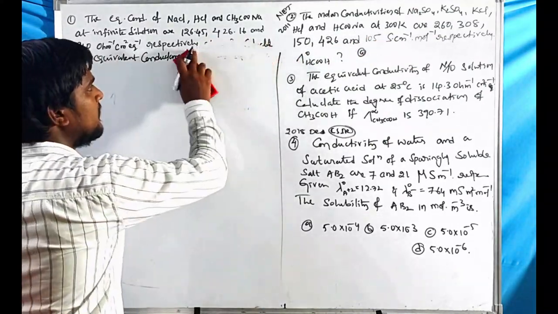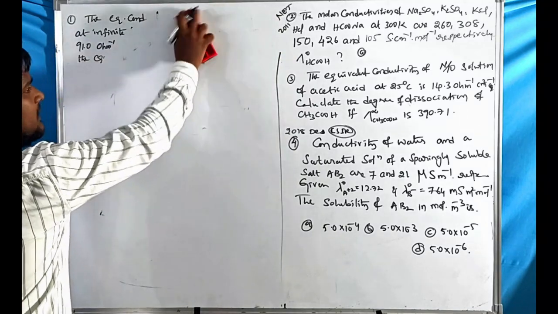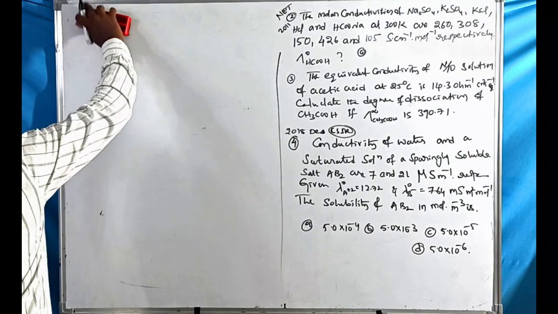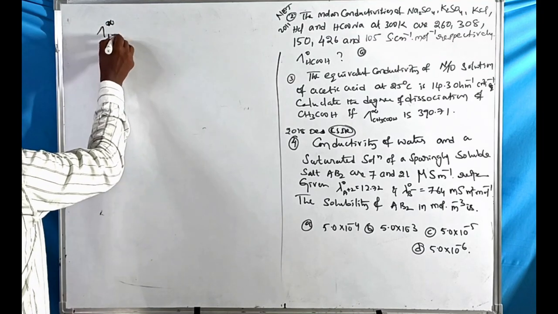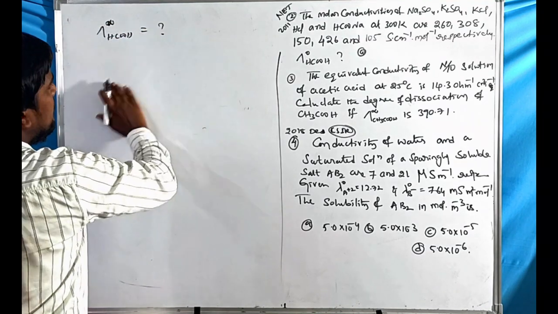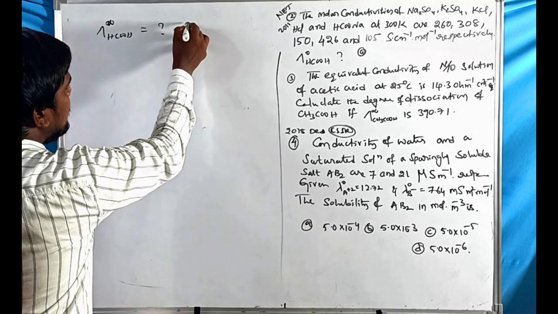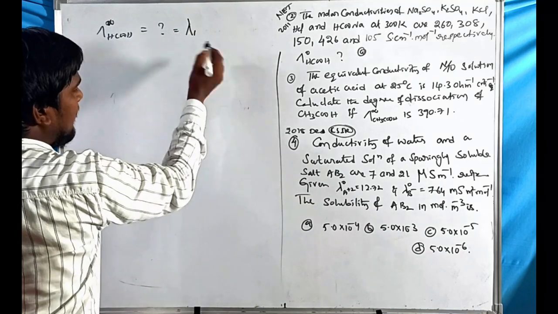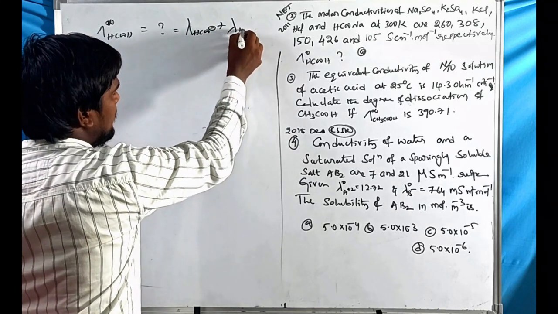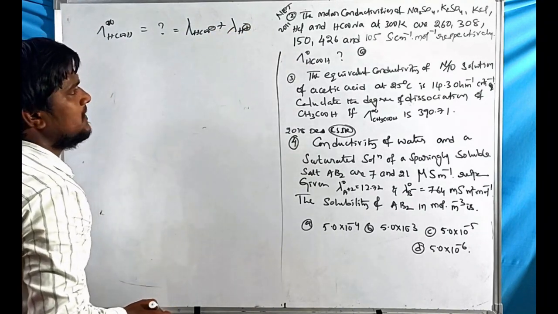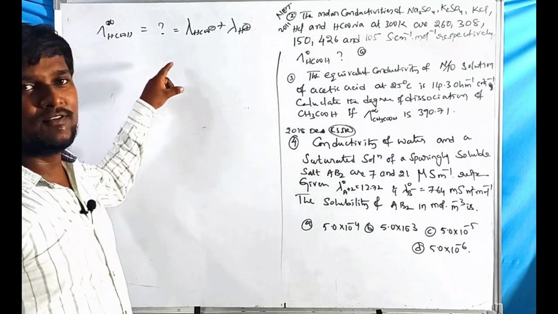Now with the help of those values, let us find the equivalent conductance of formic acid. They are asking about the equivalent conductance at infinite dilution of formic acid. Equivalent conductance means we require the ionic conductance of HCOO minus and the ionic conductance of H plus. So we need to find these values.